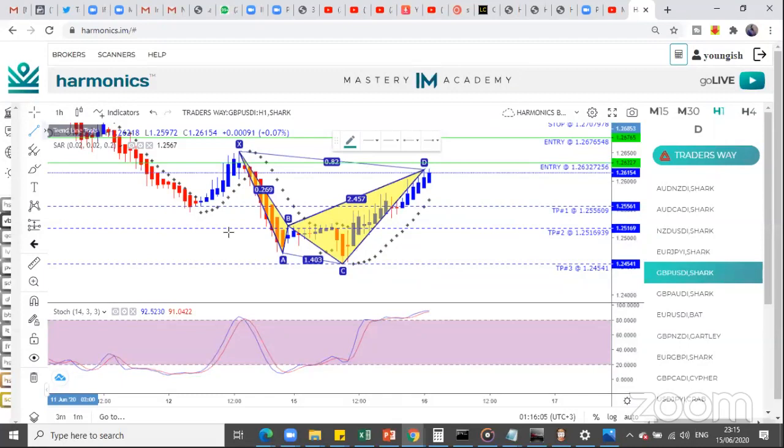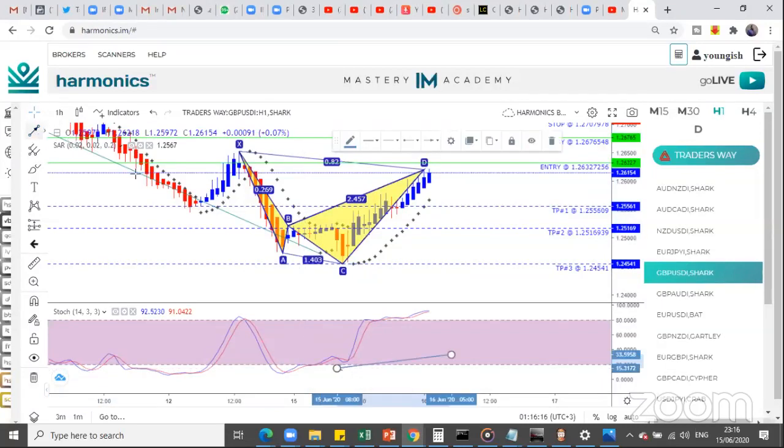The parabolics are crossed up, and we have our first flat top candle. That was it. Stop loss about 60 pips. Take profit 100 pips.